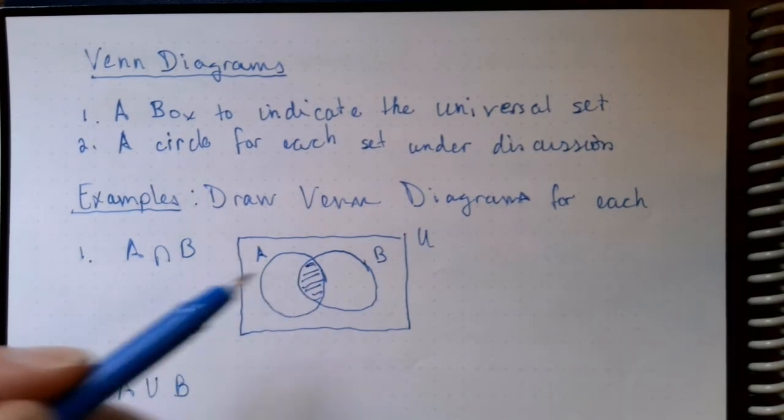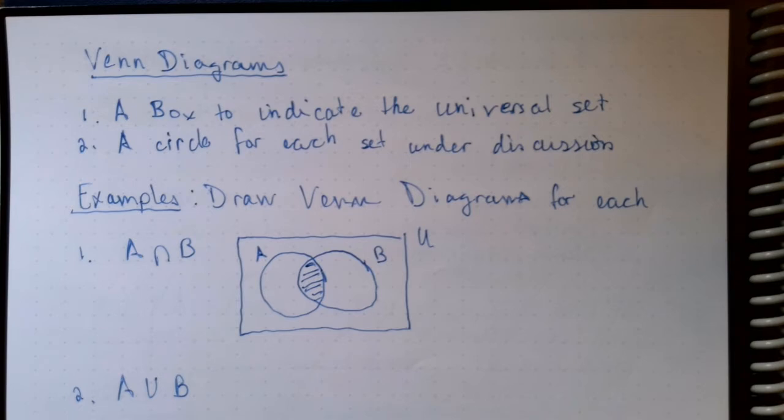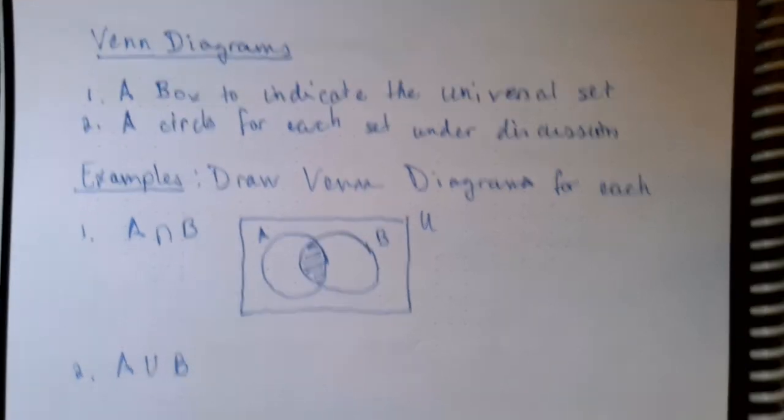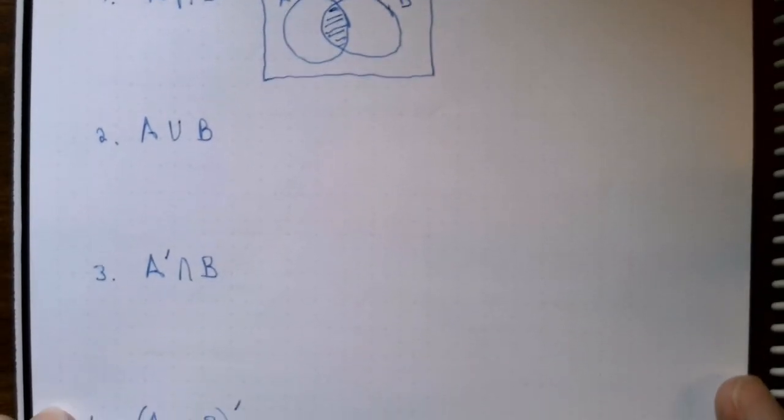Typically when we're talking about a set or set operations in a Venn diagram, we indicate the result with some shading like that. Okay, let's do a couple of other examples.